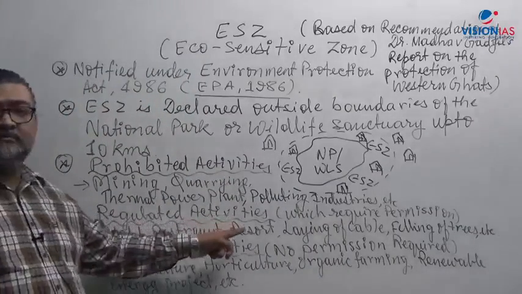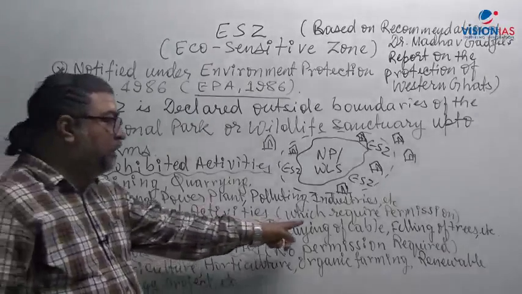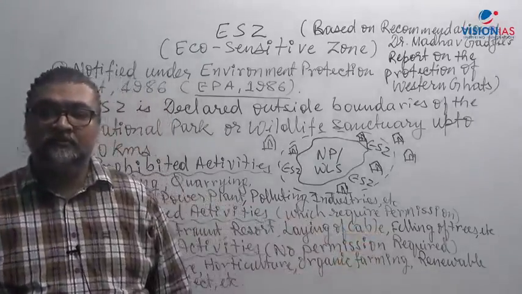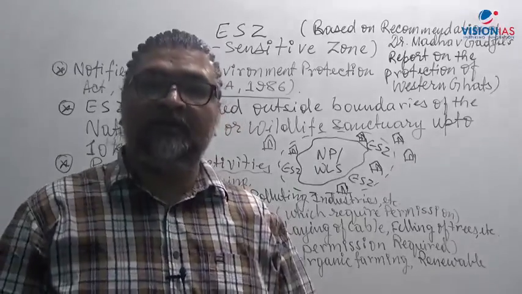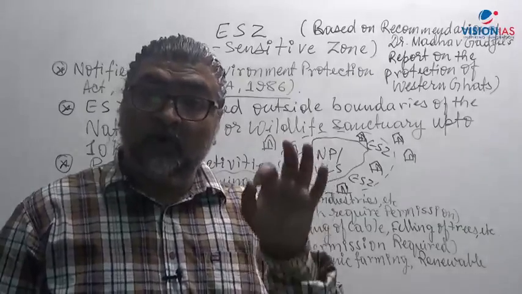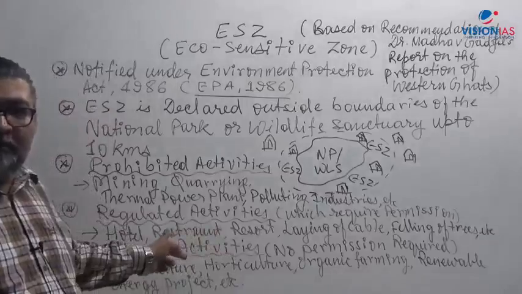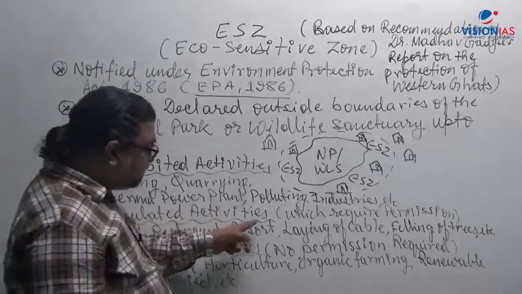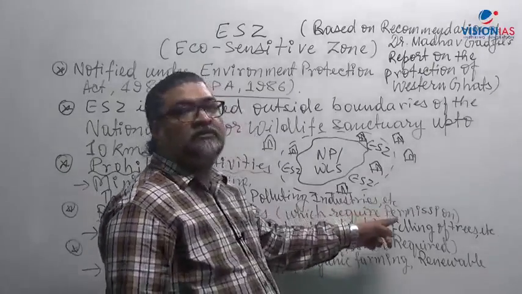Regulated. I have very clearly written on the whiteboard: regulated activity which requires permission. Prabha Kumari is asking me whether tourism will not be allowed. Tourism will be allowed, but under permission. There is controlled tourism. Tourism will be controlled. Madam Prabha Kumari, read this sentence: regulated activities, bracket, which require permission.